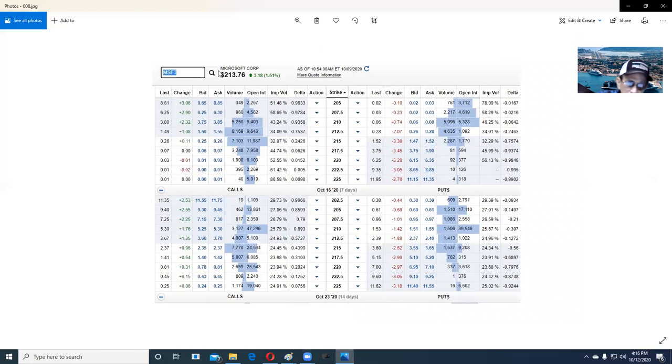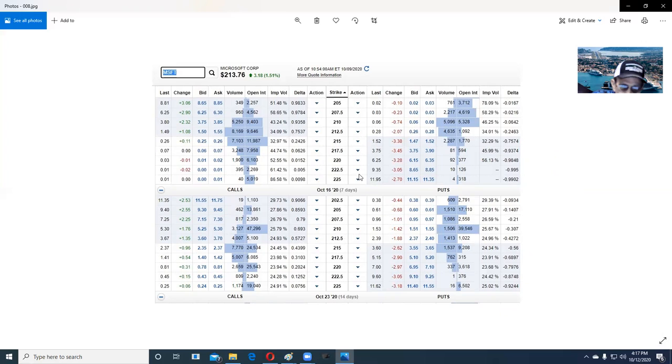Here we got Microsoft at 213. So if we're going to buy a 212, we got a 34% implied volatility. And if we buy a put, we got right about implied volatility of 34%. So they're just about the same. And it's much less than what we have in our bell curve chart. So it's more likely that there's very little movement on this price.